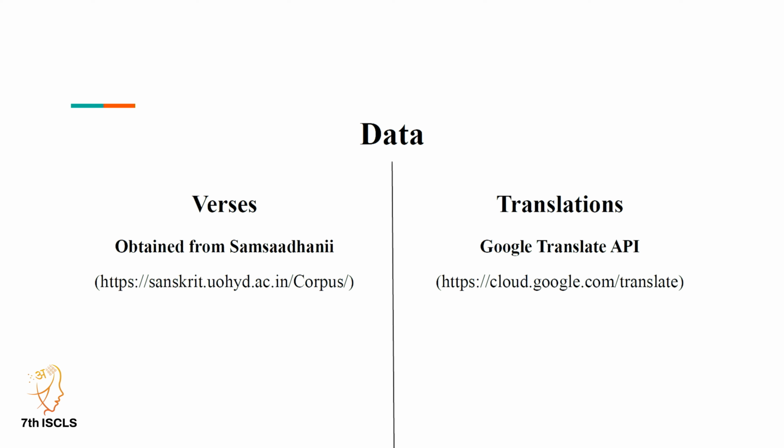Our motivation to choose Bhagavad Gita was our curiosity to witness how a machine would translate a profound philosophical text such as this, and how far it can capture intricacies, and also because it is morphologically simpler as compared to other classical literary texts in Sanskrit. The verses were obtained from Samsadhani, and the translations were obtained through the Google Translate API.